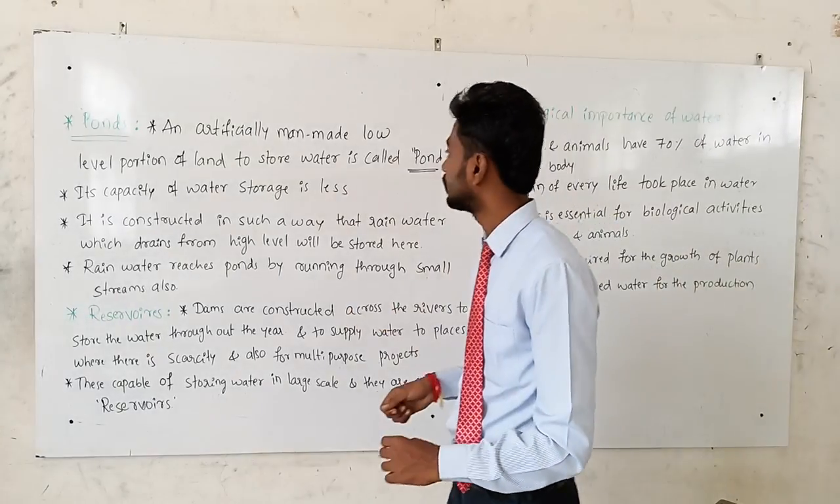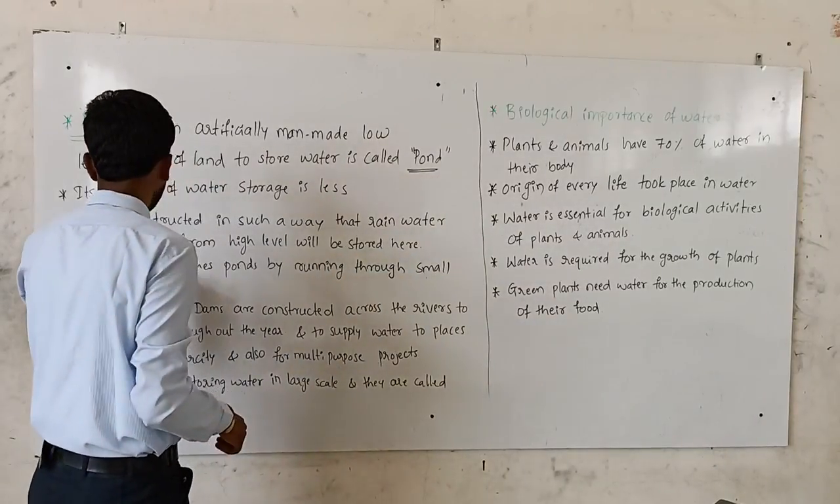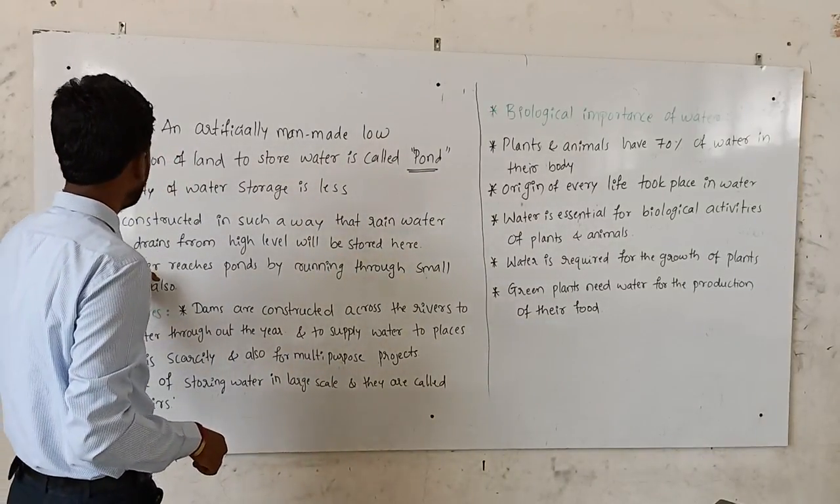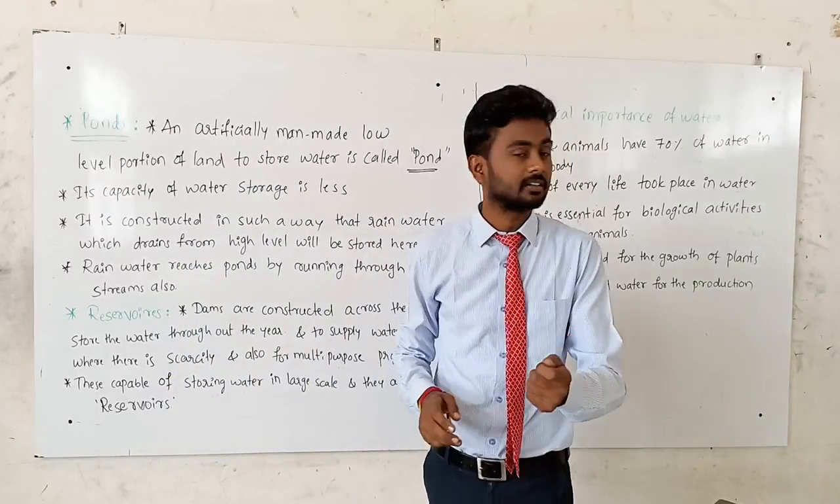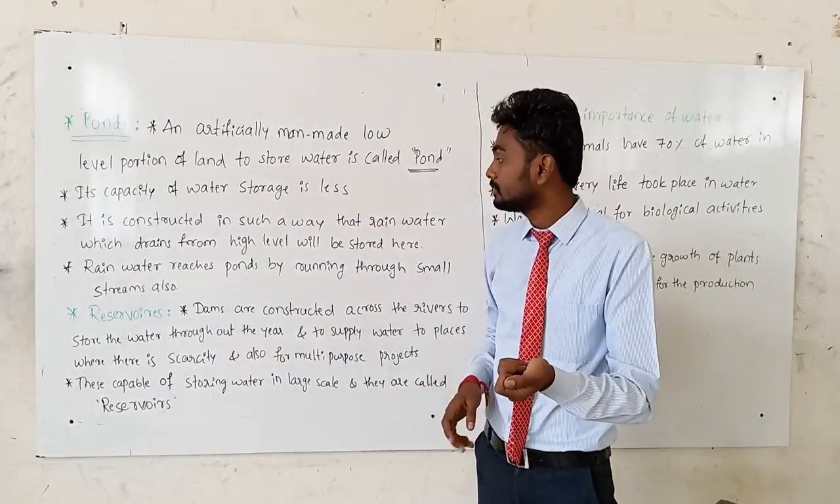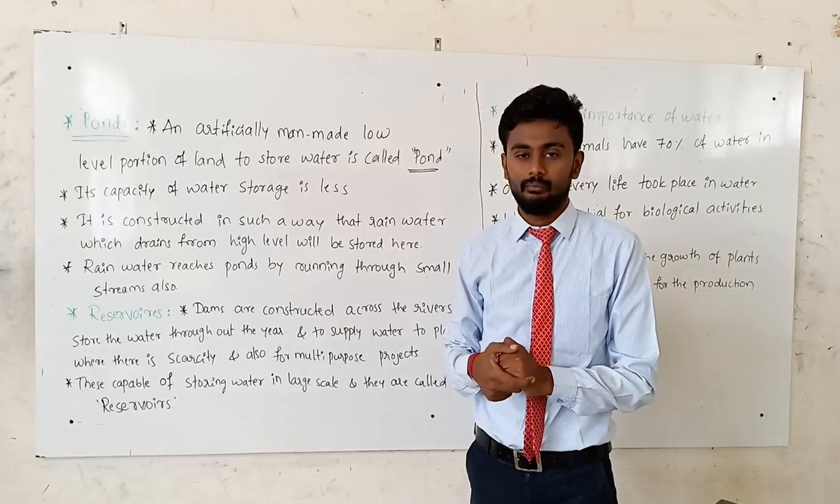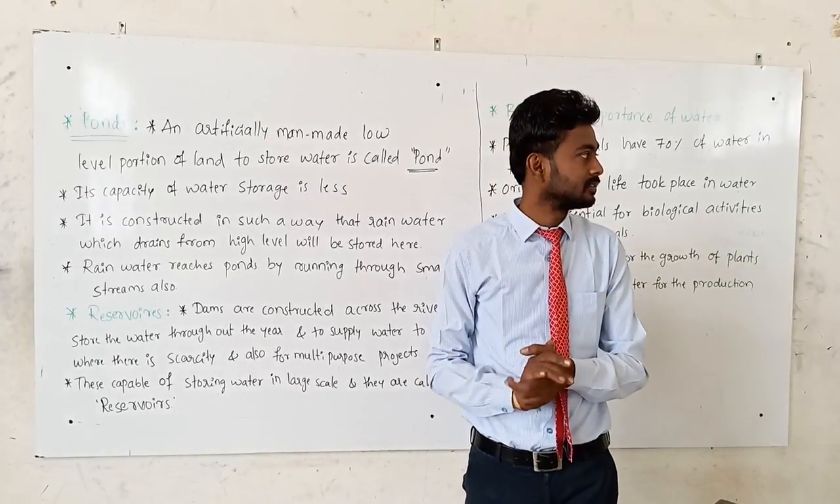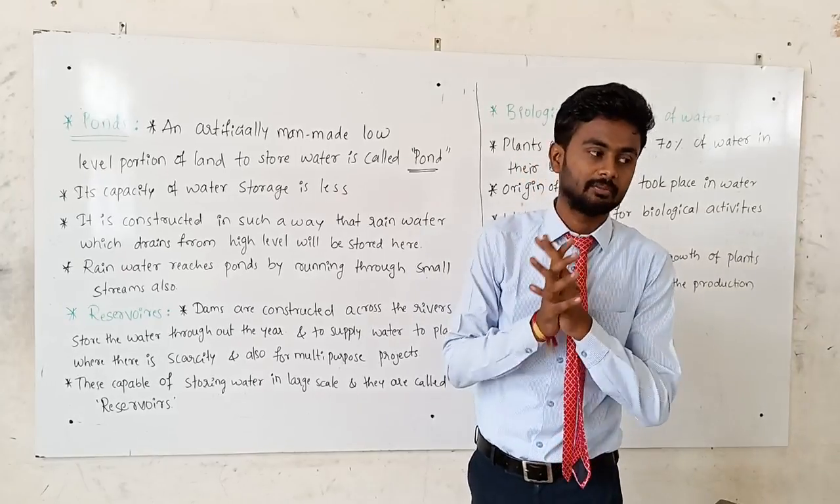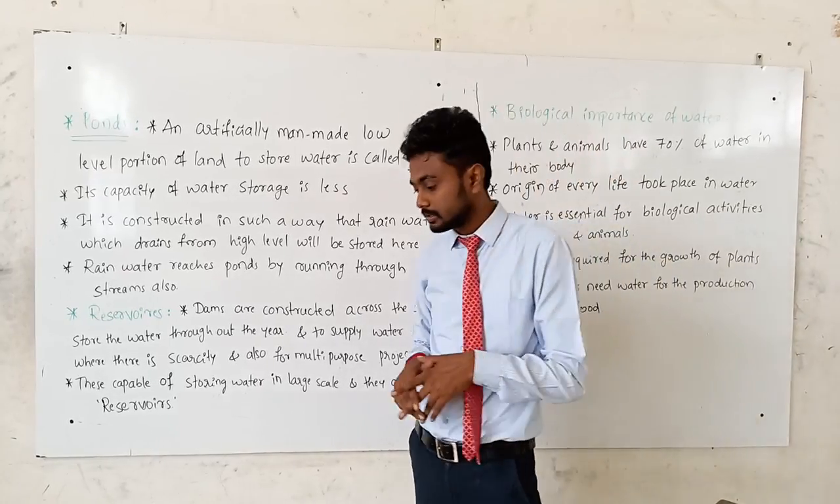Okay, so this is about the ponds. And let's see the water. The rainwater reaches the pond by running through small streams.